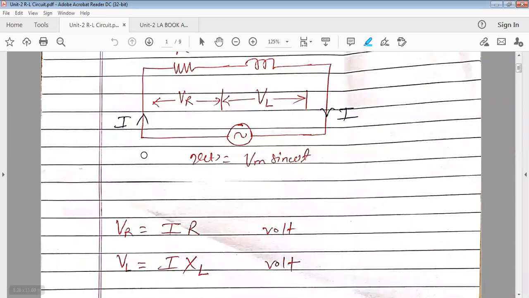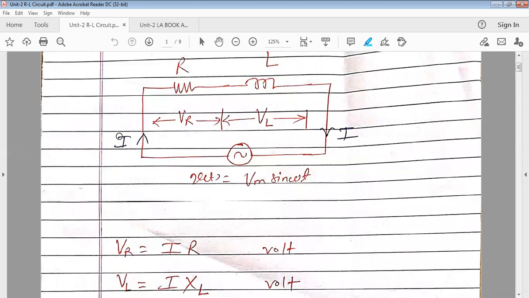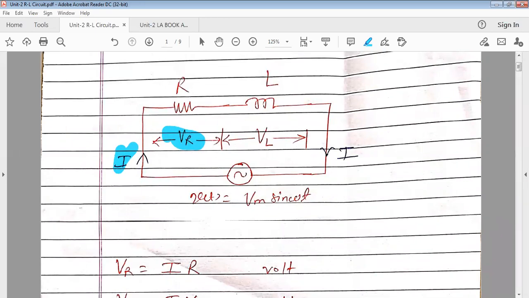Now, the current flowing through the resistance and the voltage drop across the resistance, what is the phase difference between the two? 90 degree? No. This is the resistance. What is the phase difference? 0 degree, correct. No phase difference will be there. Okay, so now we are going to draw the phasor diagram for this.